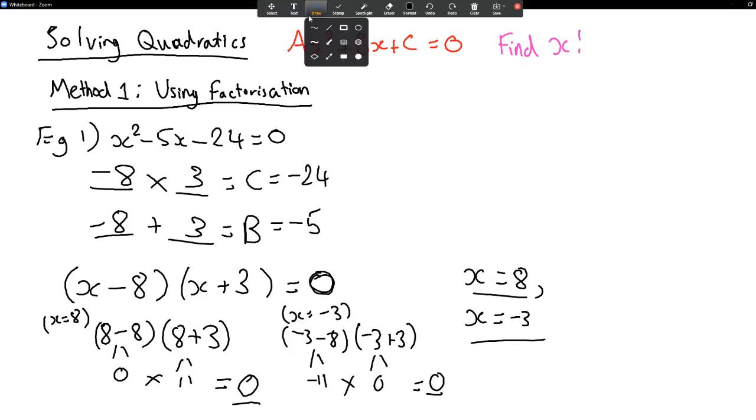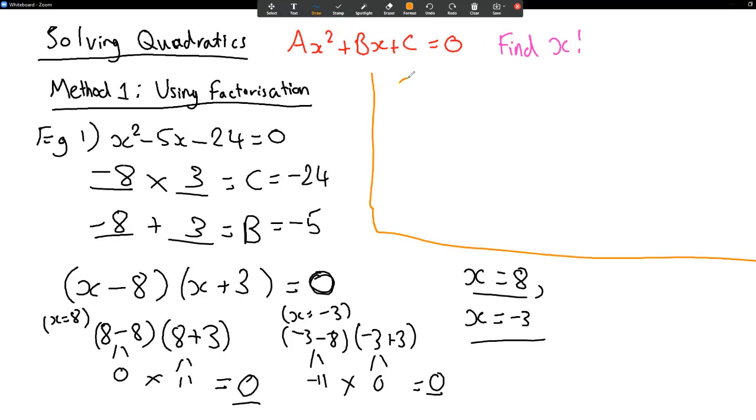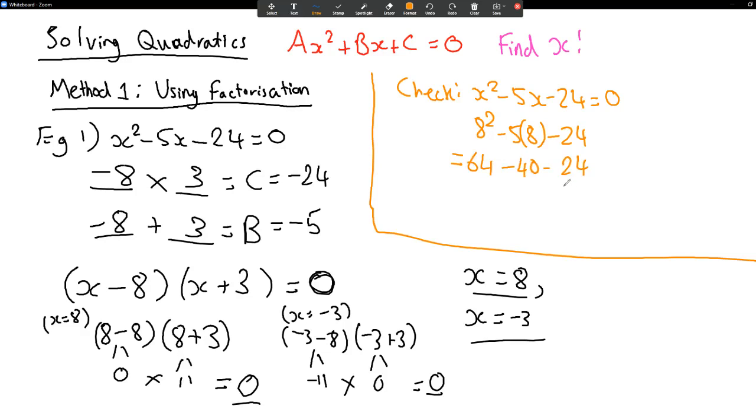And again, we can check. It's always good to check your answers. So we know that it's x squared minus 5x minus 24 equals 0. If we put in 8 here, 8 squared minus 5 times 8 minus 24, well, 8 squared is 64, 5 times 8 is 40, minus 24. This just equals 64 minus 64, which is 0. So it's correct, because we want it to equal 0.